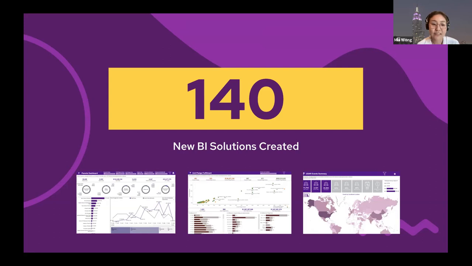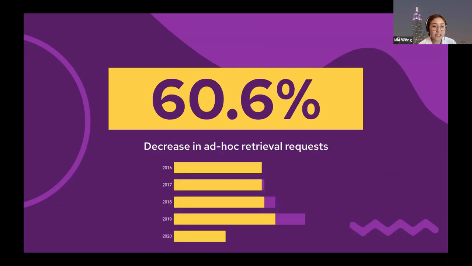Rather than having all these static spreadsheets in Box, we have a handful of these really dynamic BI solutions. Along with this, we saw a 60.6% decrease in ad hoc retrieval requests. You can see how it was growing over the years from 2016 to 2019, and that dramatic drop, over 50% from 2019 to 2020, as a result of this switch to dynamic reporting.